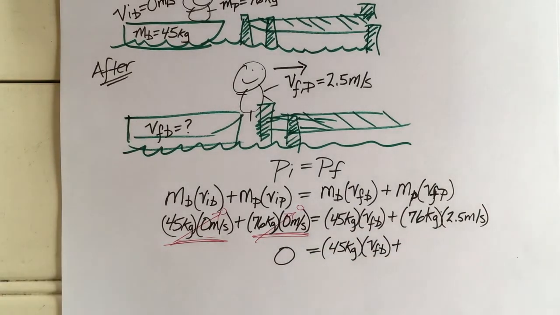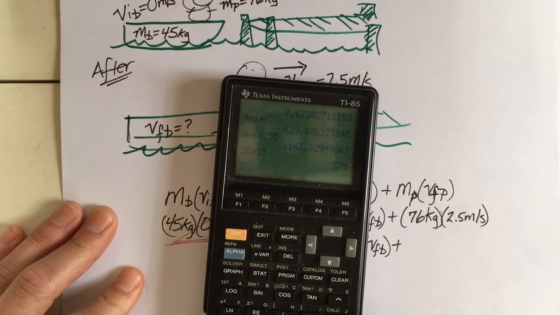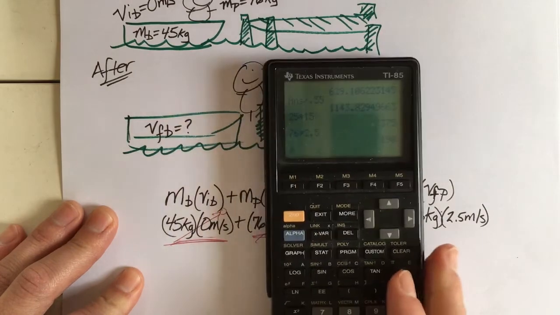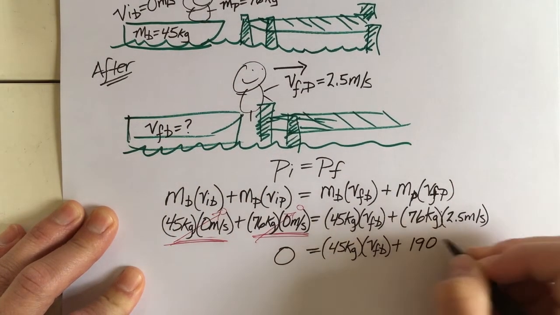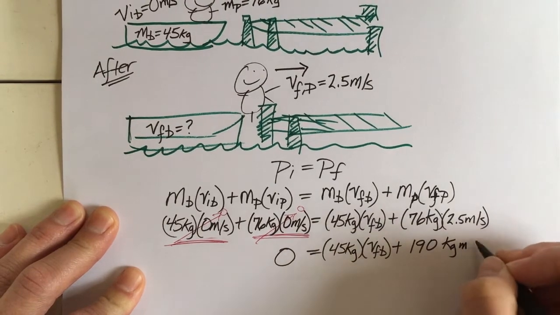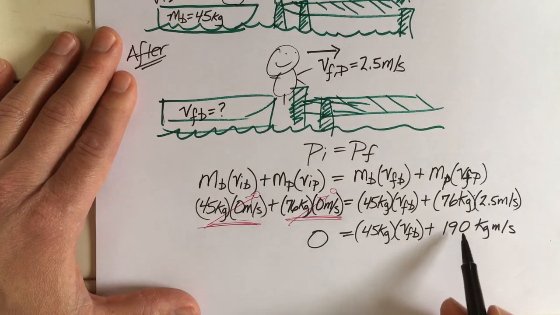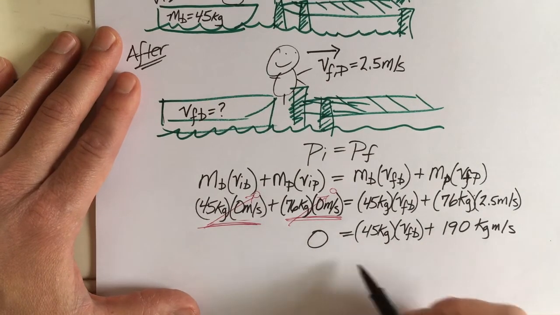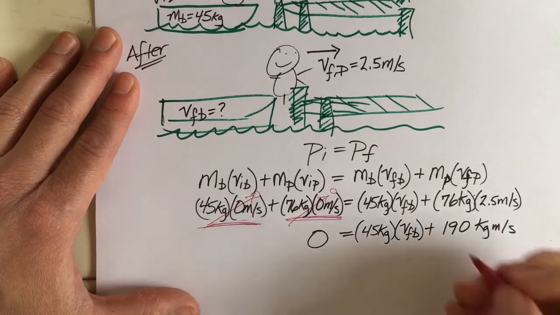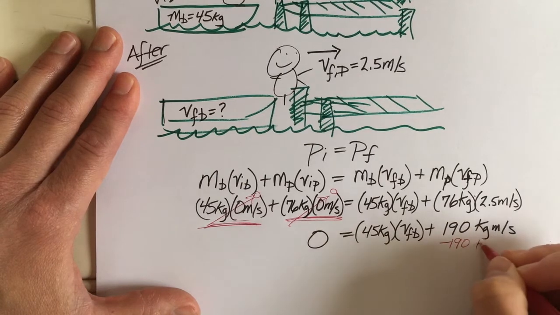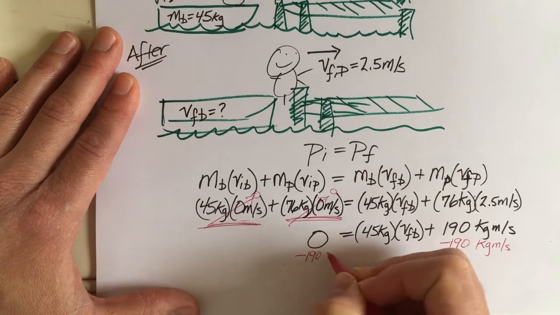I should probably get the calculator for that one. Looks like that is 190, if you can see that. All right, then we're going to send one of these over to the other side. I'm going to send the 190 over there. So I have to subtract 190, and I'll write the units this time. I know I didn't last time, from both sides.